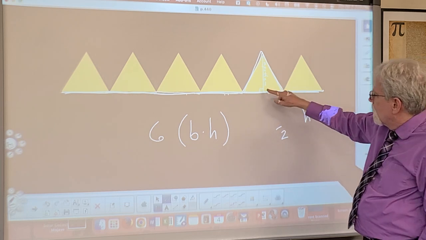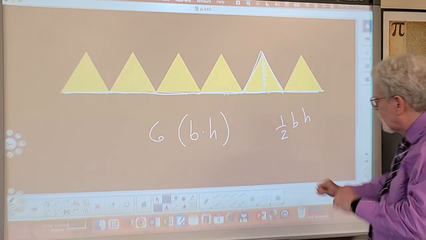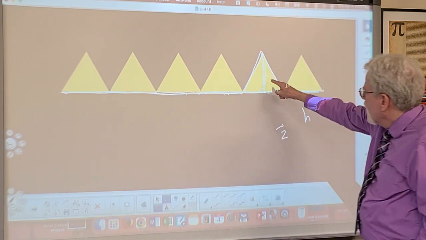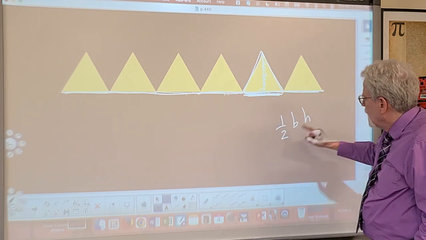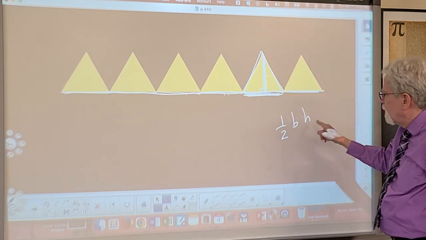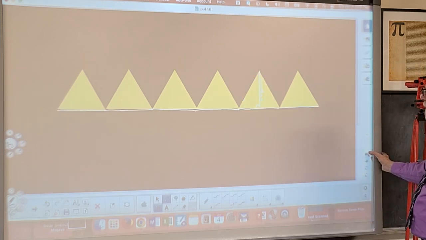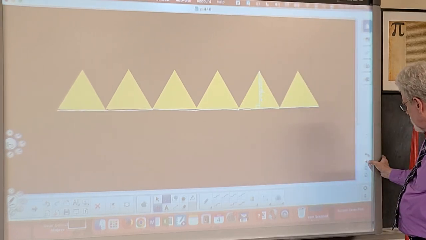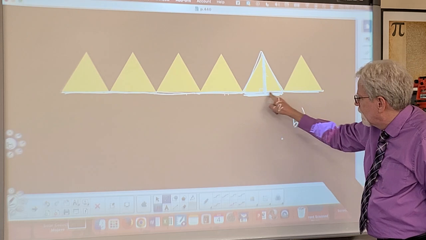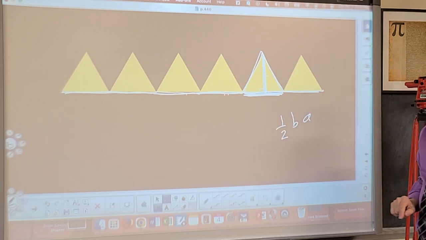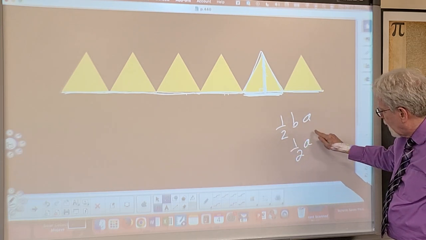Well, the height is the apothem. I'm trying to remember what this was here for. That comes later. So the area of this triangle is 1/2 times its base times the height. But wait a minute, the height has a special name now. The height is the apothem. So this one triangle has an area of 1/2 times the base times the apothem. Hey, we like alphabetical things. Let's flip that around and write 1/2 apothem times base instead, okay?